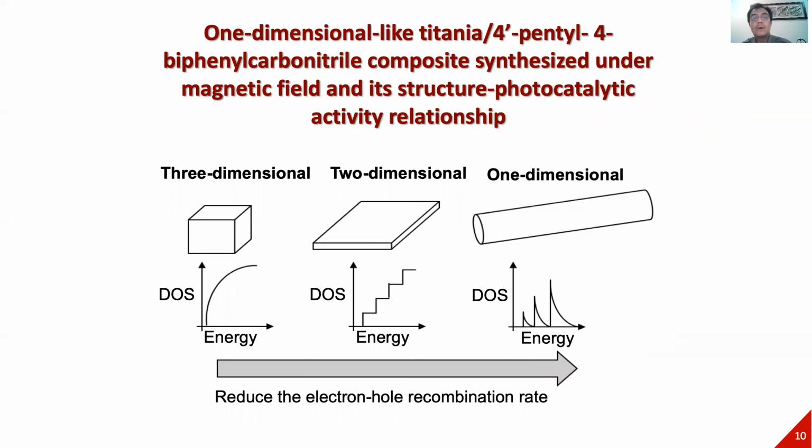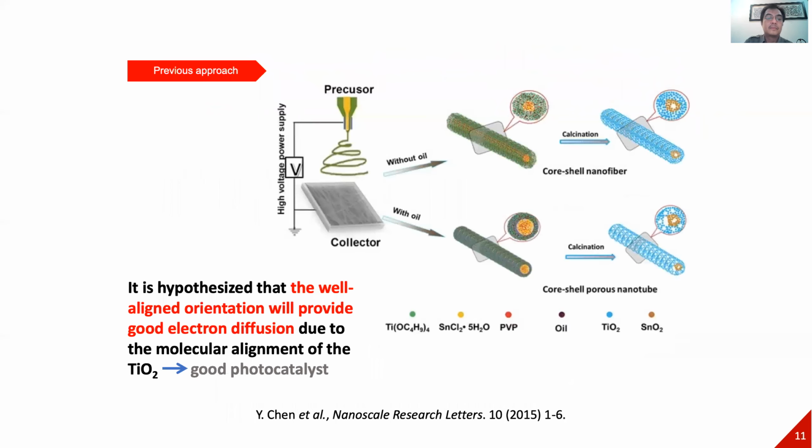The first topic is on how to demonstrate that the shape of the photocatalyst affects the photocatalytic activity. Here we synthesize one-dimensional titania, that is a titania 4-pentyl-4-biphenylcarbonitrile composite, synthesized under a magnetic field, and study the structure photocatalytic activity relationship. It is hypothesized that the well-aligned orientation will provide good electron diffusion due to the molecular alignment of the titania and will act as a good photocatalyst.